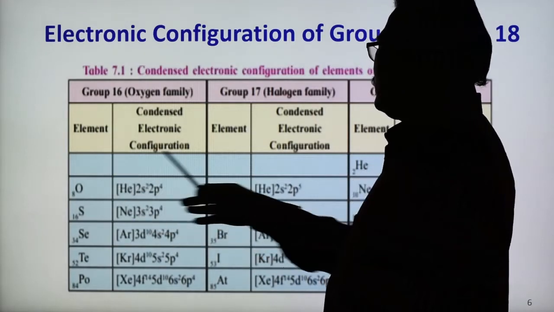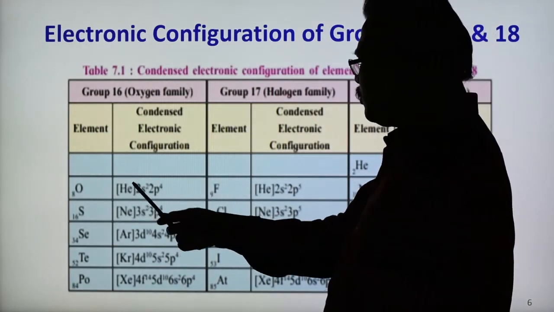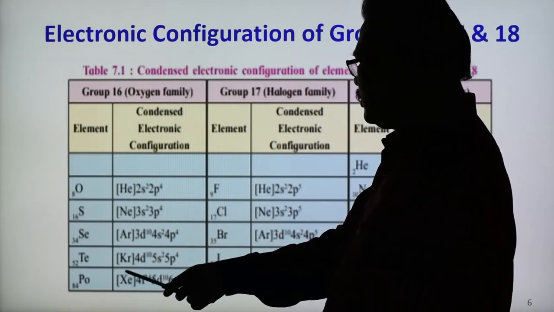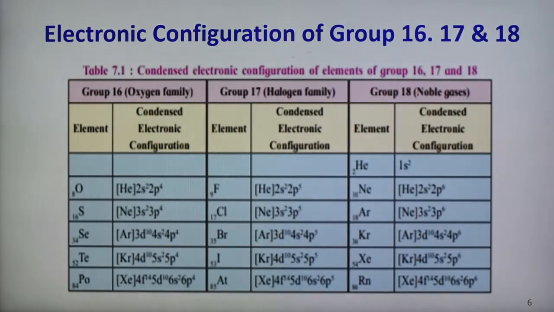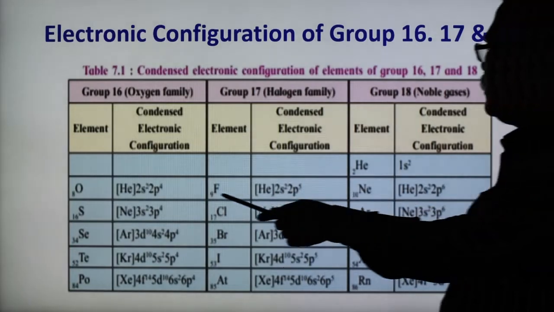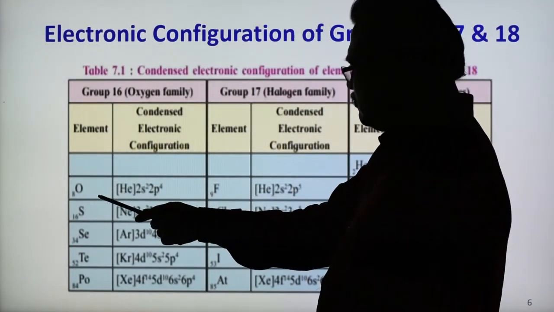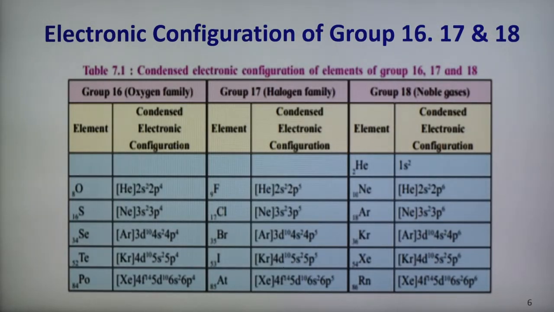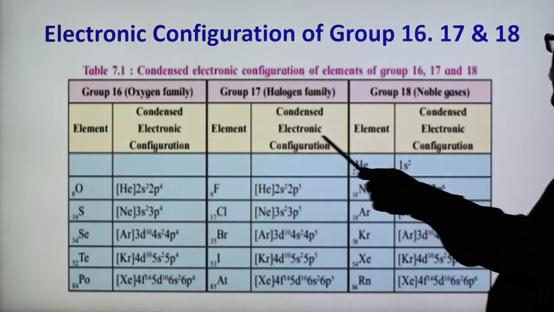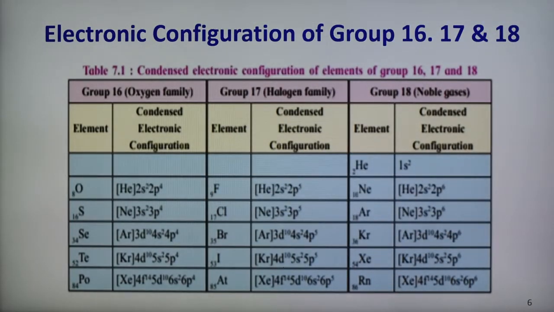In brackets, instead of writing the long configuration, we write in square brackets helium, neon, argon, krypton. After writing it this way, we then write the valence shell configuration, ns2 np4, like that. So this is the configuration, and as we go down the group, the number of shells increases one by one. Therefore the principal quantum number also increases. So this table shows the condensed electronic configuration of group number 16, the oxygen family, group number 17, the halogen family, and group number 18, the noble gases.